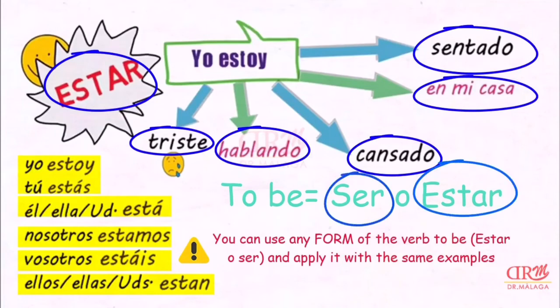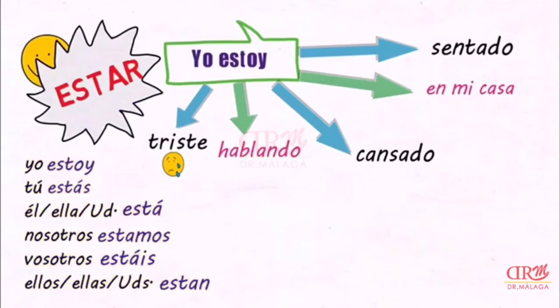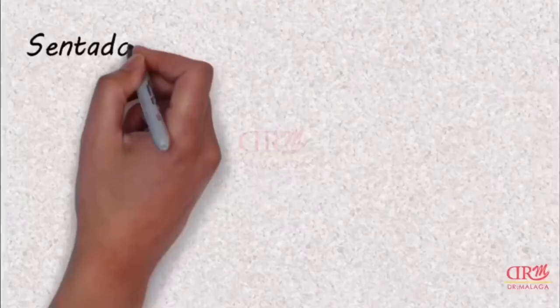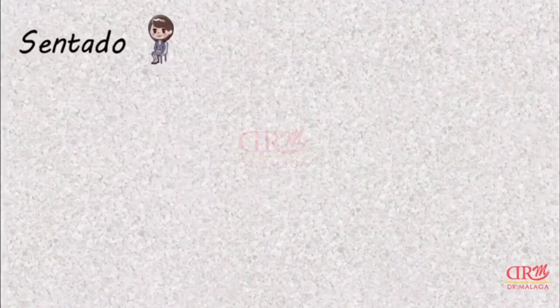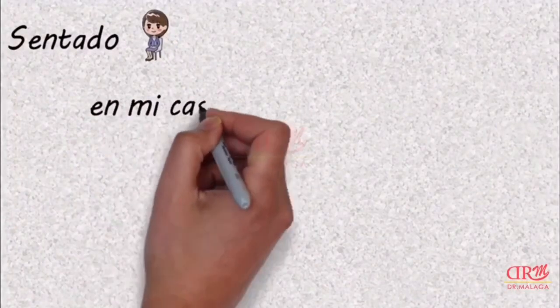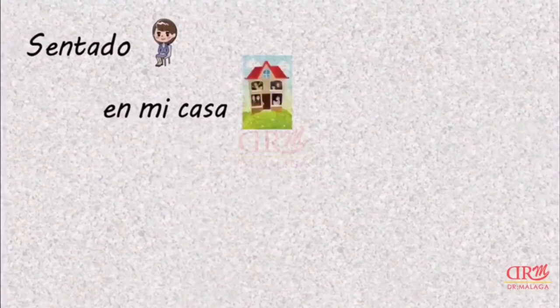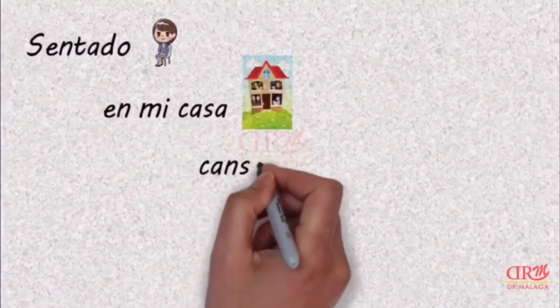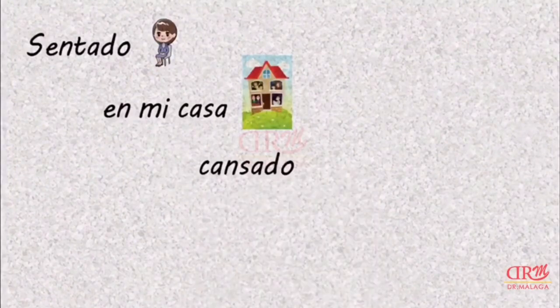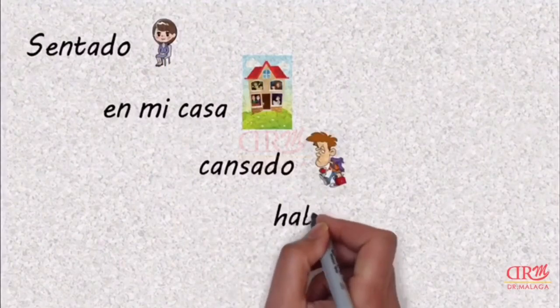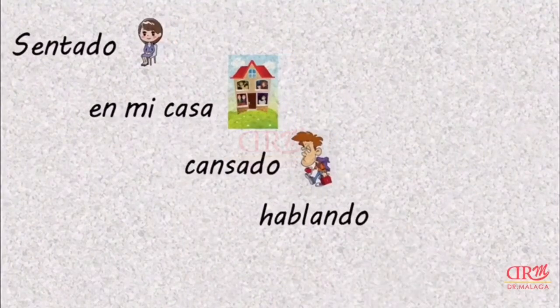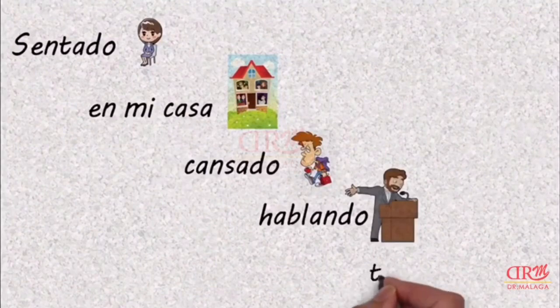Let's just jump to the few words that we've learned today. We've learned sentado, I am seated, en mi casa, at my home, and cansado, tired, and also hablando, I am talking, and the last word is triste, sad.